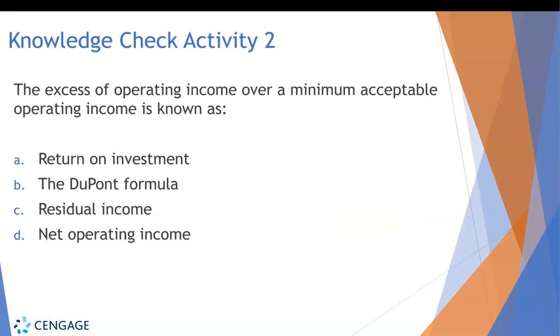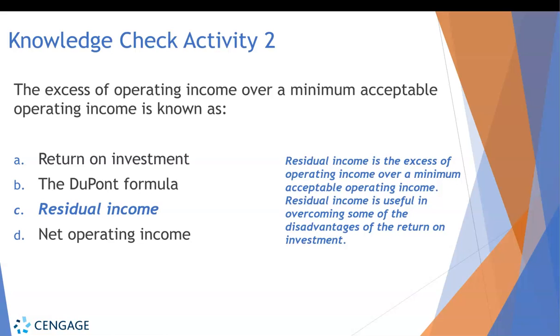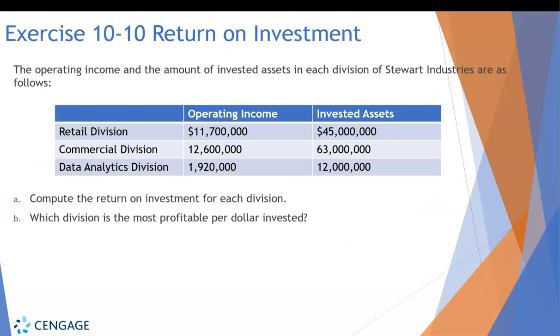So let's look at this exercise here. The excess of operating income over a minimum acceptable operating income is known as residual income. Okay, we'll look at some more problems here.